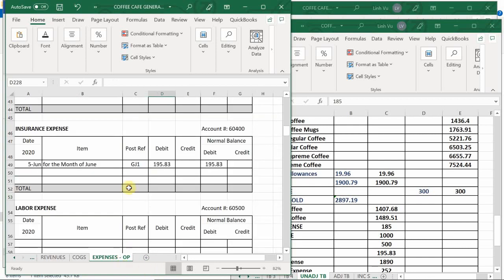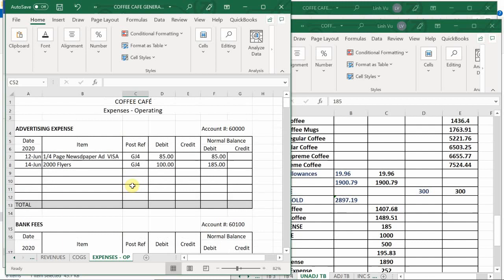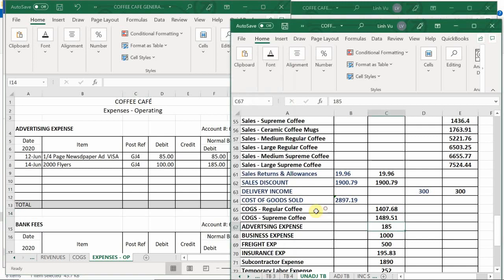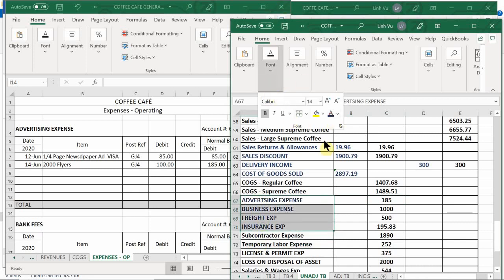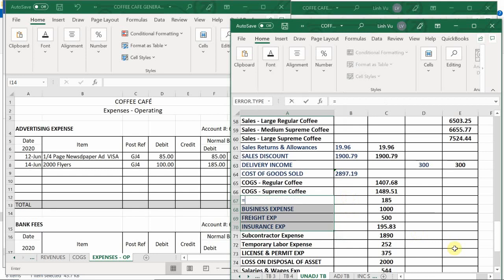So the last section we have here is going to be all of my expenses. Starting from the first one, Advertisement, we have advertising expense. So I'm going to highlight Advertisement all the way up to insurance, almost all of them. So advertising expense, how much is that? Let me see, 185. So it's still 185.